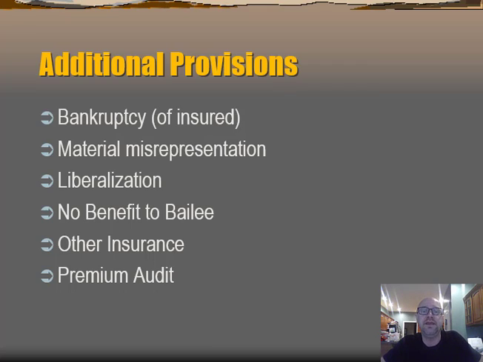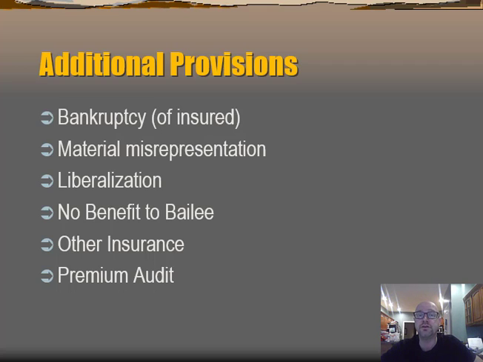The no benefit to bailee provision is trying to prevent a double payment. So if you had property that you were shipping for somebody else, and they have it insured somewhere, and now you also have insurance here, if they get reimbursed by insurance, then your insurance isn't going to make a double payment. That's what they're trying to say.